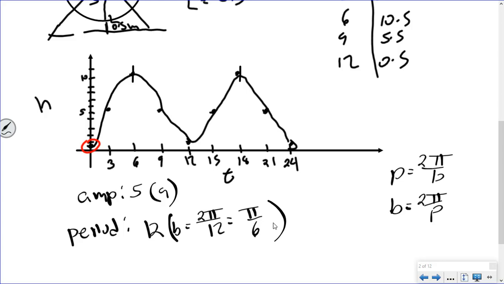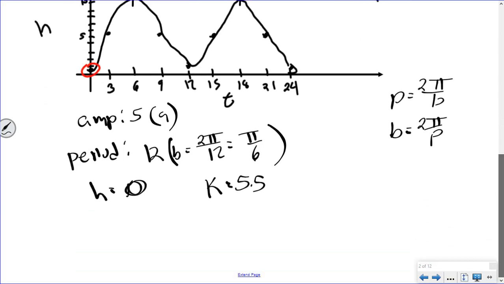Okay. My h value, nicely enough, is 0. When I'm starting at x equals 0, or time of 0, that means I don't have a horizontal translation, so my h value is just going to be 0. Then finally, my k value: if we think back to what we were doing previously, the k value is your sinusoidal axis. It is that midway point of my graph. So what is that in this one? It is 5.5.